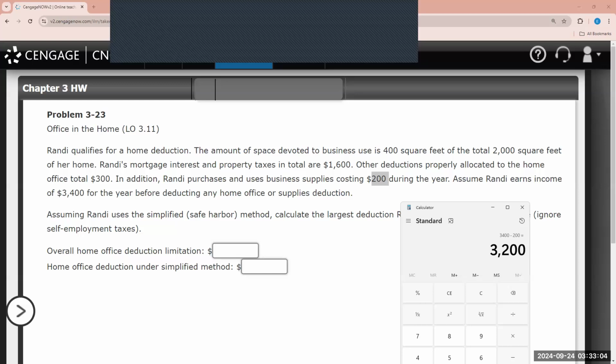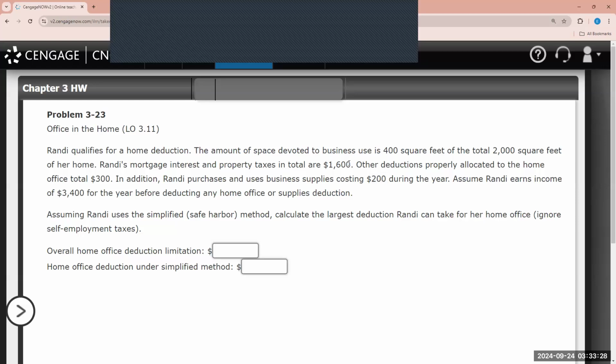So we need to determine what our actual home office deduction is. In this case, it's 400, which represents the portion of the home office being used, but the total house is 2,000. So therefore, Randy can deduct 20% of the expenses. In this case, mortgage interest and property taxes are 1,600, and then other deductions allocated to the home office total 300.